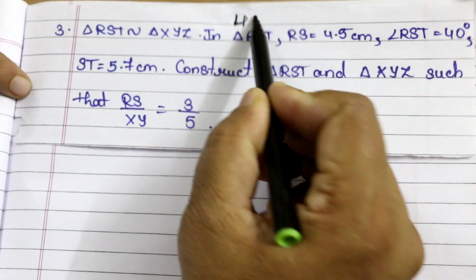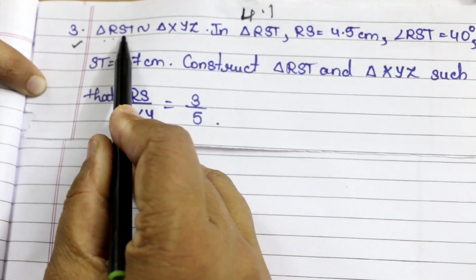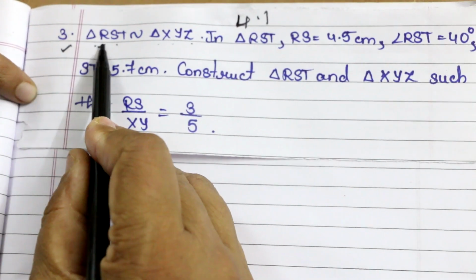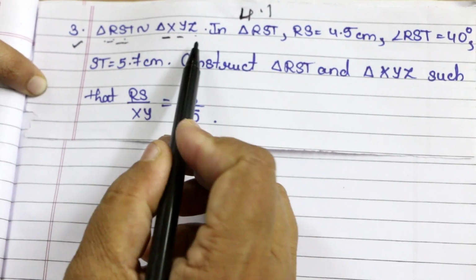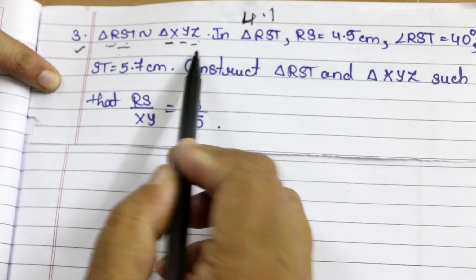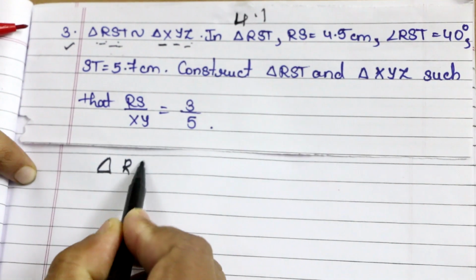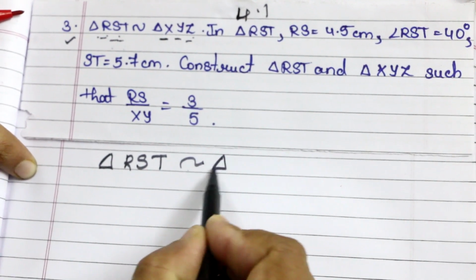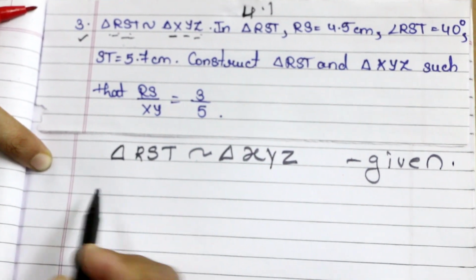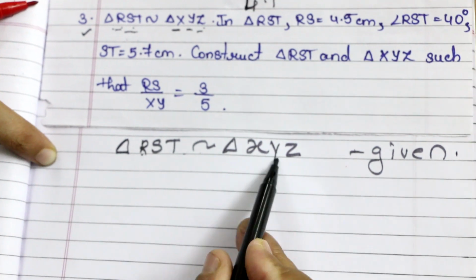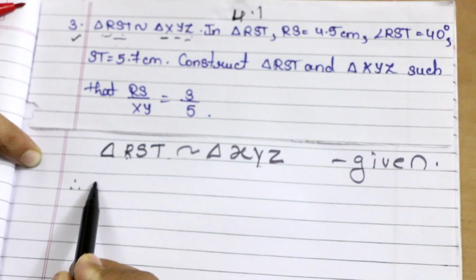Exercise 4.1, third sum. Here triangle RST is similar to XYZ. R is corresponding to X, S is corresponding to Y, and T is corresponding to Z. So here there are no common angle, children. Let me write triangle RST similar to triangle XYZ. Reason given: since there is no common angle in both the triangles, therefore I can write down corresponding sides.